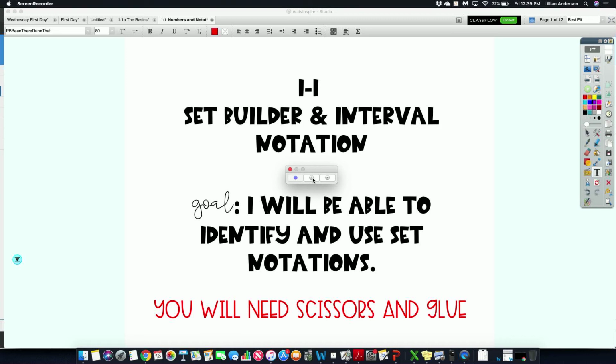So today, you guys are going to be able to identify and use set notation. All those different number sets that we talked about yesterday, we are going to use them within a proper notation of different things. Okay. So 1-1 set builder and interval notation.